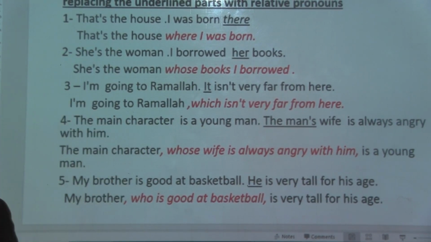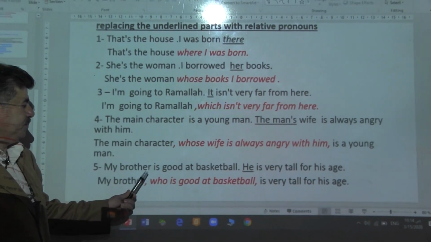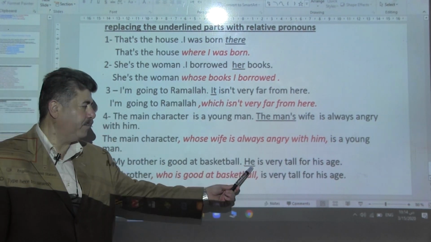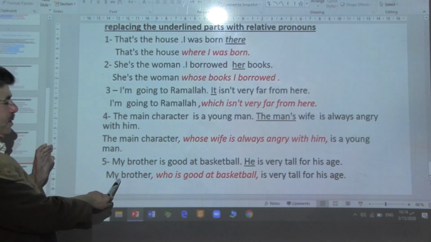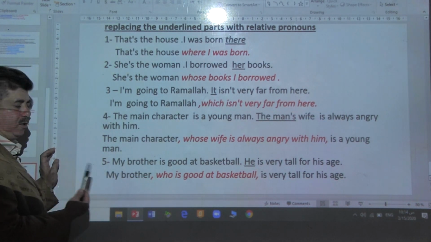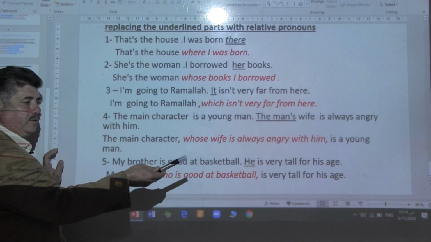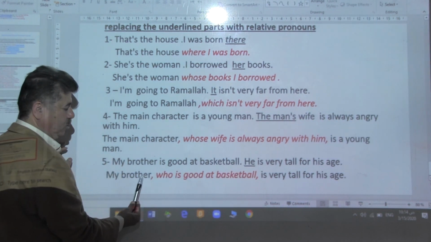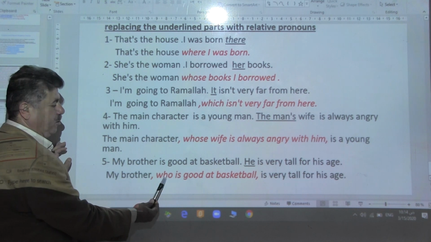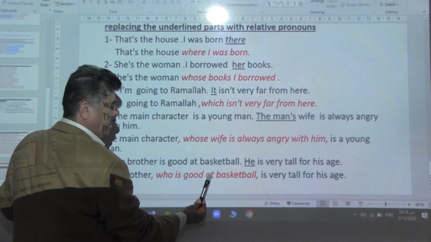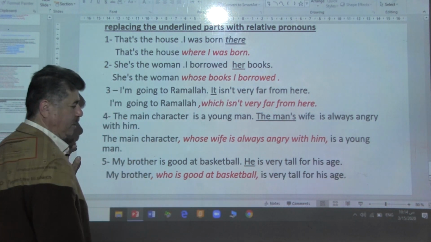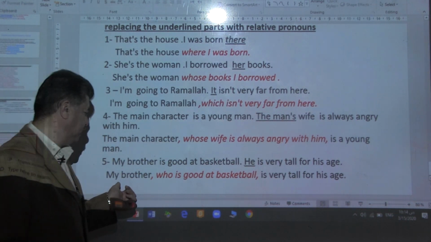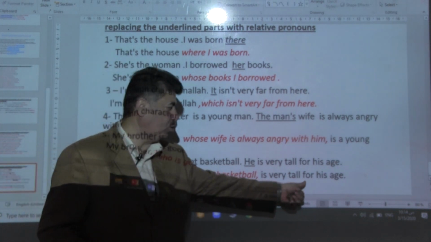Number 5, the last one. The last example: my brother is good at basketball. He is very tall for his age. I am talking about brother. He here refers to my brother. And notice brother is preceded by a possessive adjective to make it more definite. My brother, comma, in place of he I use who because I'm referring to a person. My brother, who is very good at basketball, is very tall for his age. This clause between commas means that I can take it out. And we can say, my brother is very tall for his age.